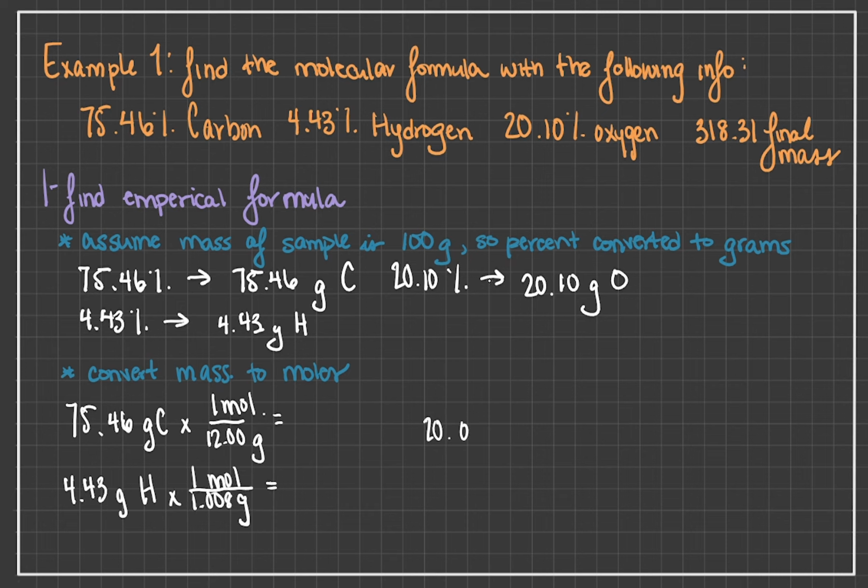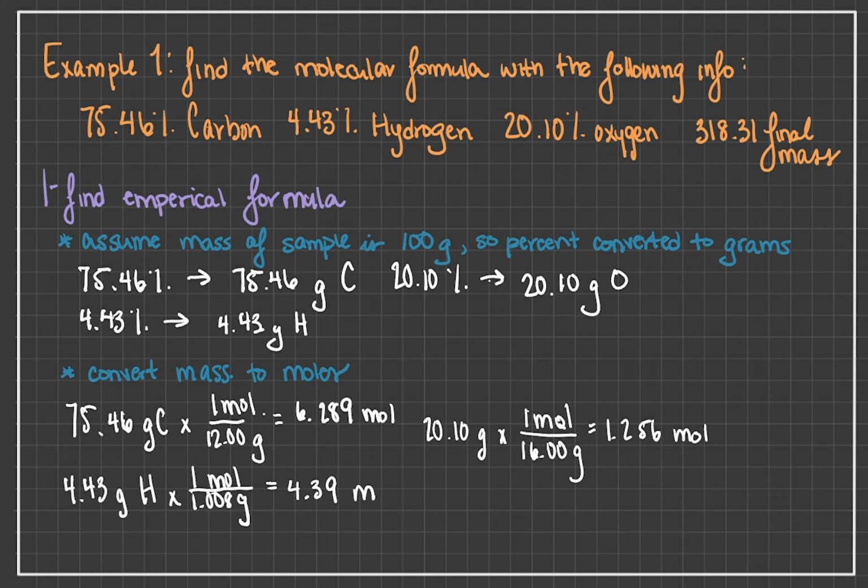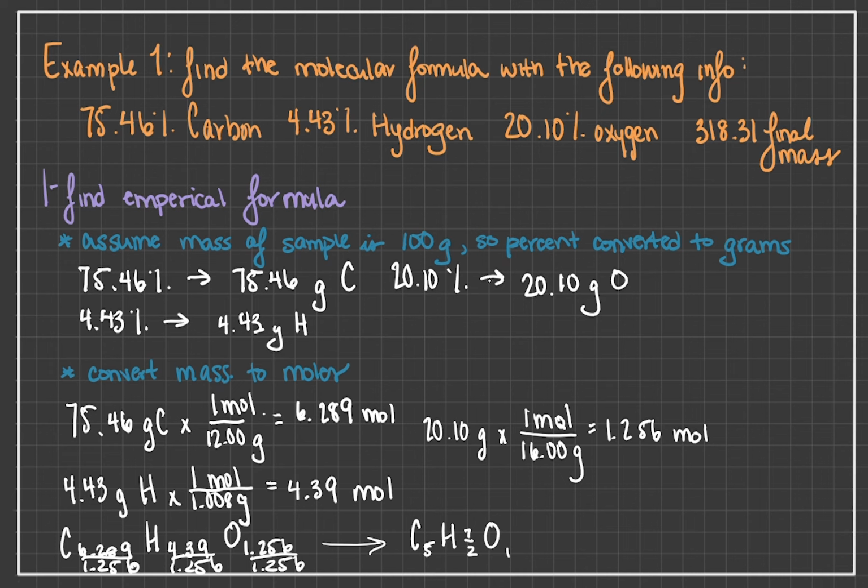You do this for each element that you have, and then you line it up in the way that you find it in a formula. So you need to find the ratio of each element, and you divide by the smallest number to get the largest ratio possible. We see that when dividing by the smallest number, which is oxygen, we get C5H7/2 and O1.